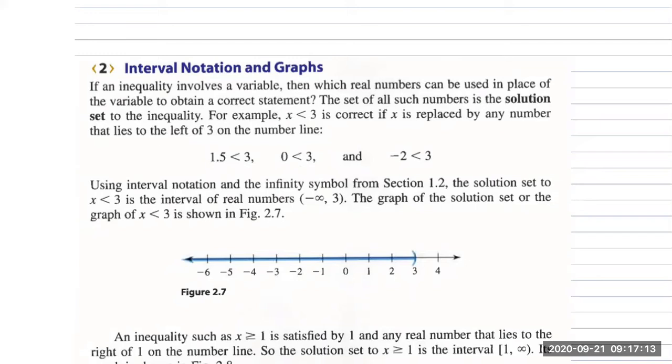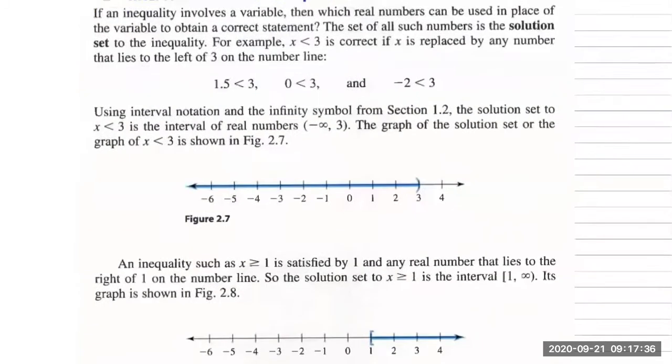So if the number is less than 3, it goes to -infinity, and then 3 is your other number that you're working with. Both of these numbers get parentheses on them. The infinity or -infinity will always have a parenthesis on it, and then that 3 is getting a parenthesis on it because the inequality is not equal to the 3. If it was equal to the 3, then there would be a bracket on it.